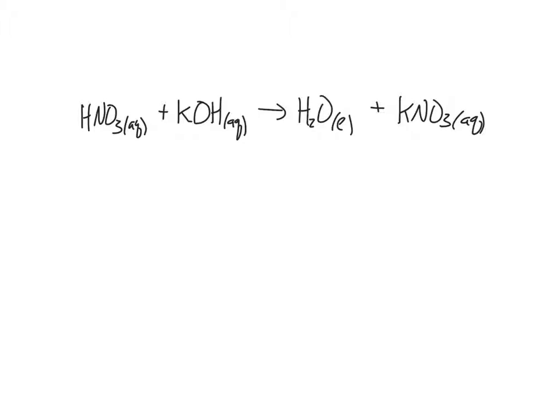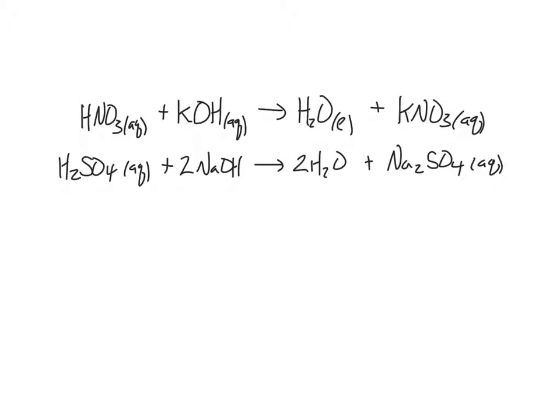Let's look at a few more acid-base reactions and their products. Nitric acid reacts with potassium hydroxide and is transformed into water and potassium nitrate. Again, water and a salt are the product. Here's a second reaction. Sulfuric acid reacts with sodium hydroxide to produce water and sodium sulfate.